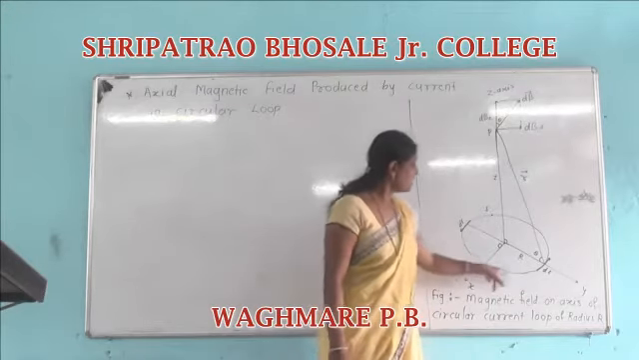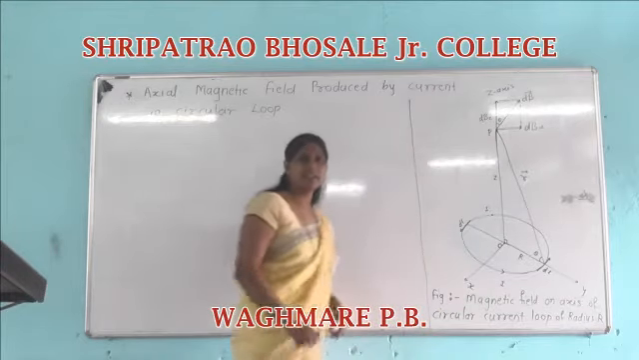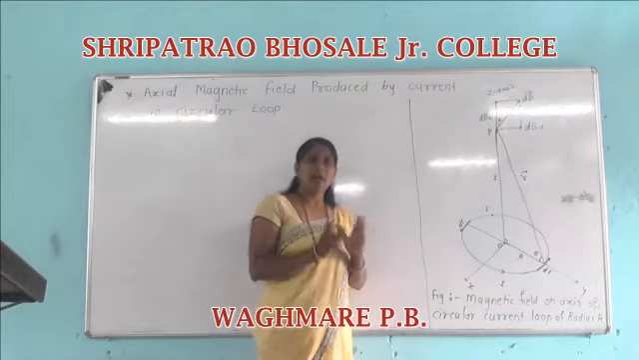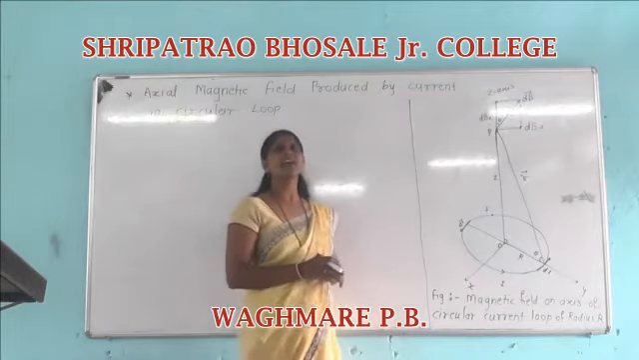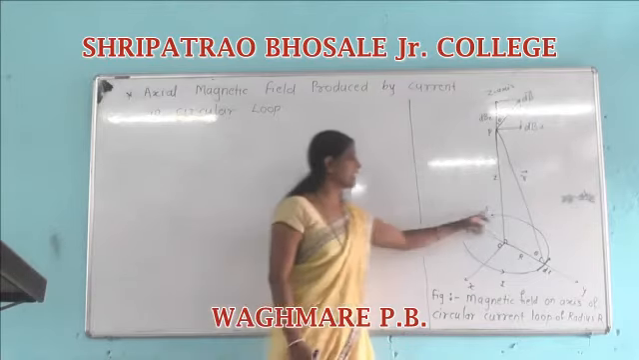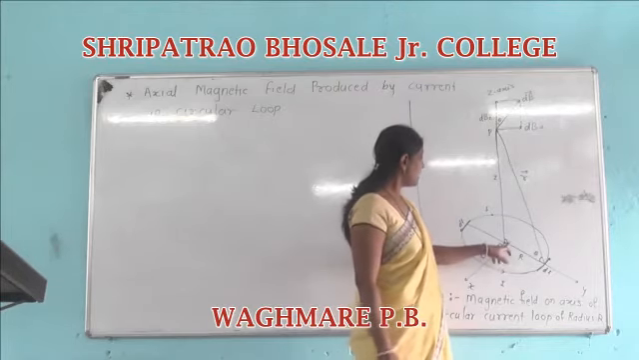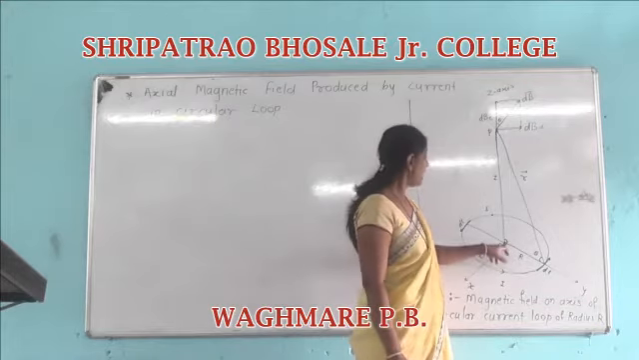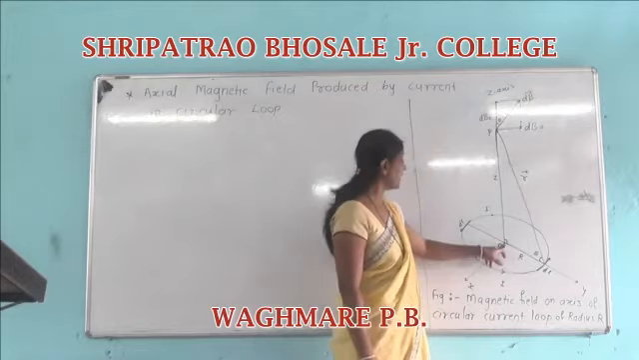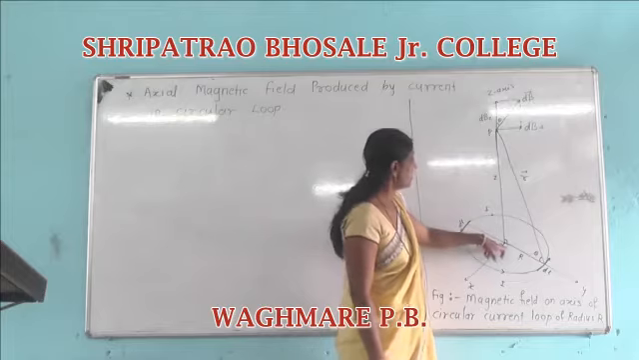This is the direction of current shown here, and we have to find the magnetic field at a point on the axis of this circular coil. Suppose this is a circular coil and O is the center. The axis of the coil is the line passing through this center.